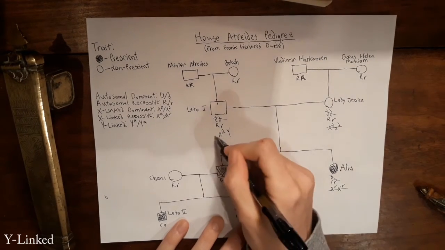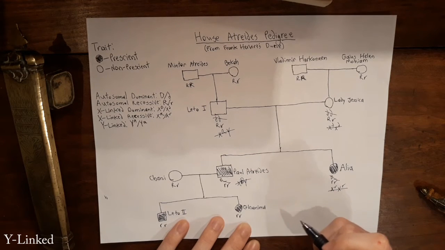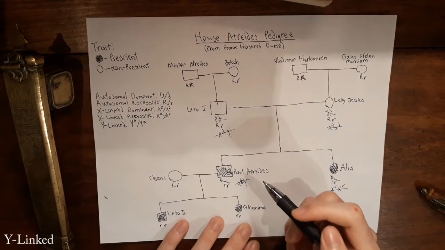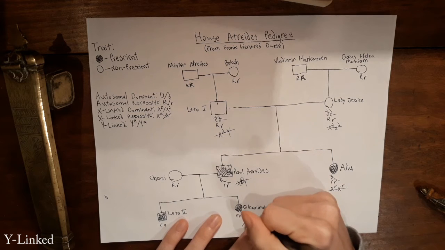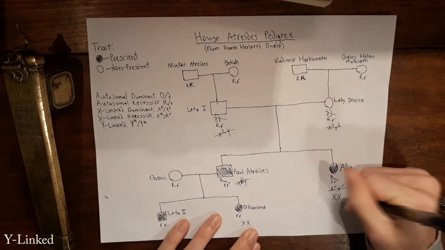The final mode of inheritance is Y-linked, where the allele is located on the Y chromosome. This mode of inheritance is inconsistent with the pedigree, since Ghanima and Leah are both females and do not have a Y chromosome.